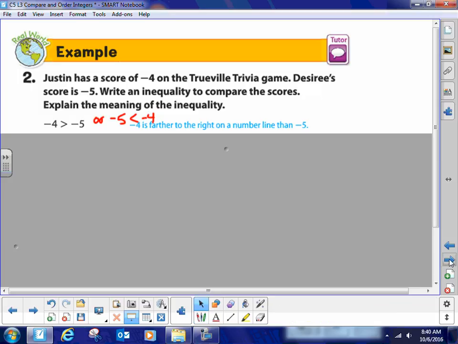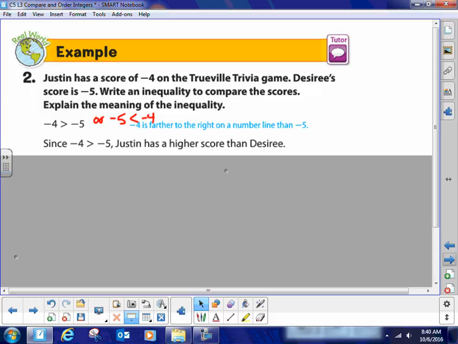Doesn't matter how you do it. And then it says explain the meaning of the inequality. Since negative 4 is greater than negative 5, Justin has a higher score than Desiree. That's all you need to put. It's nothing difficult. Don't think too hard into it. Justin has a higher score than Desiree.